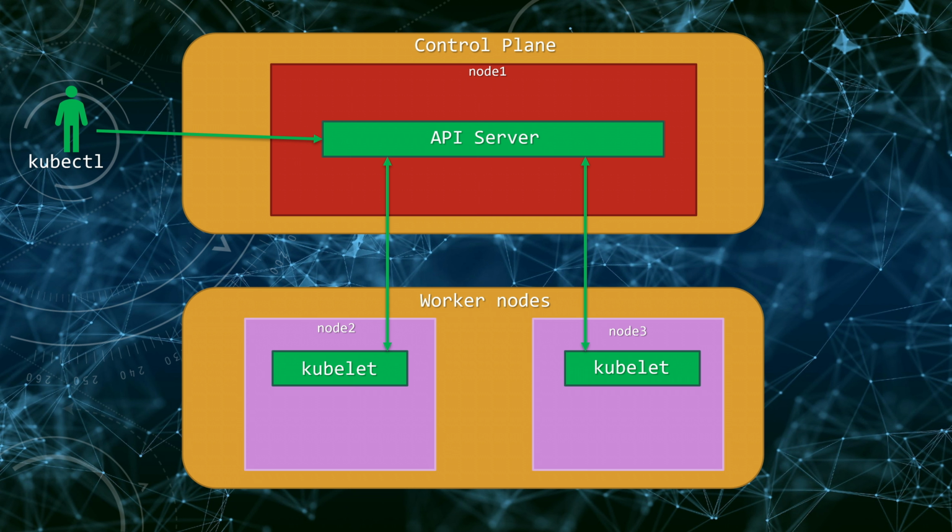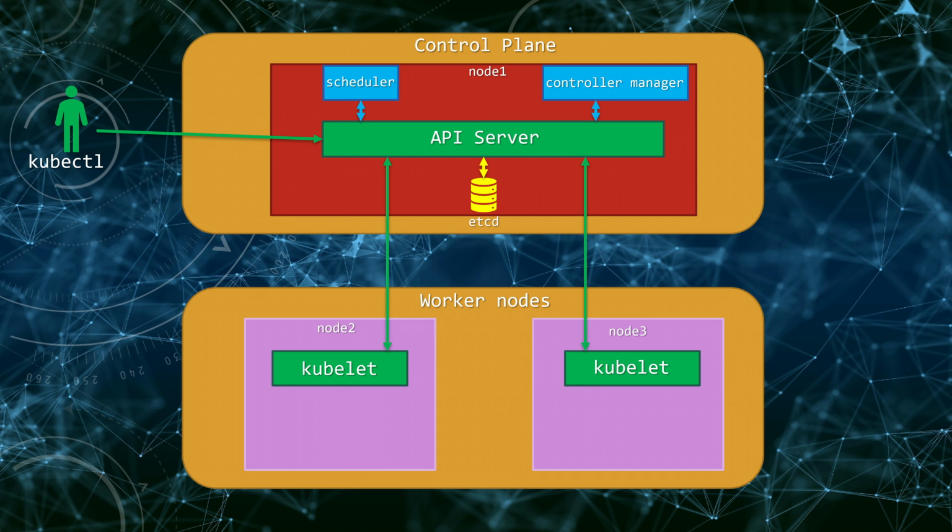Another component of the control plane is the scheduler. It decides on which worker node a pod should run based on factors like resource availability and pod requirements. We also have a controller manager. It manages the lifecycle of various Kubernetes resources like deployments, replica sets, and pods. It ensures these resources stay in the desired state as specified by the user. Lastly, the configuration is stored in etcd. That's a highly available key value store.